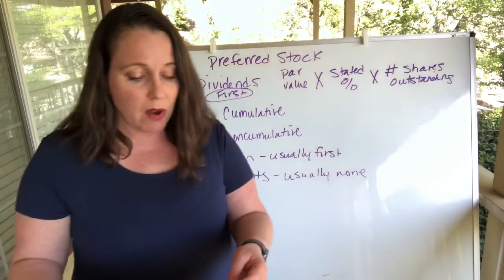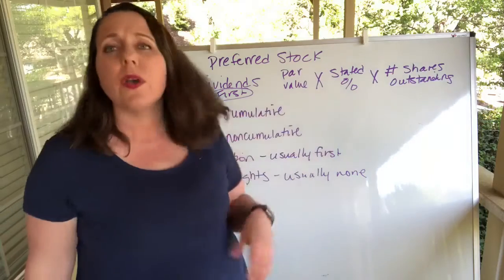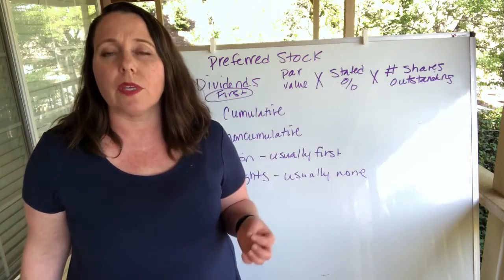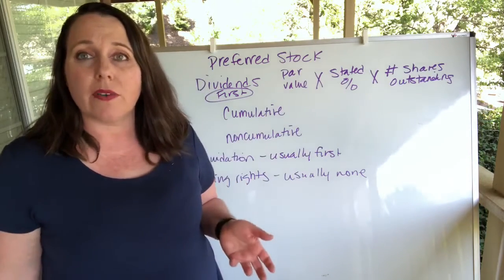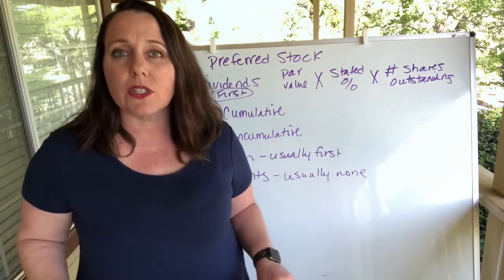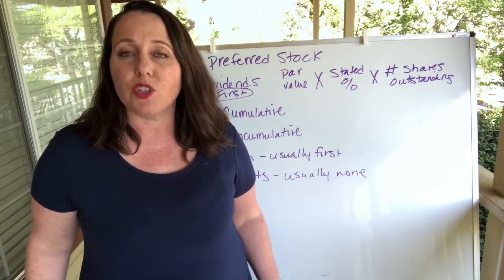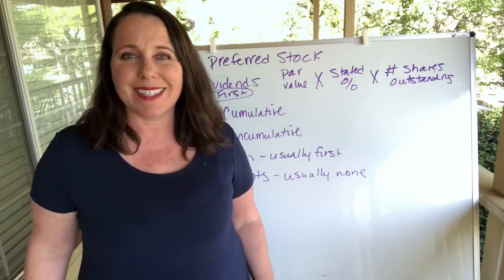And then finally, par value. The preferred stock will have a par value, which is what we use to calculate the amount of dividend they are eligible for. All right, so next we're going to do some examples, or an example of the journal entry when we issue preferred stock. So I'll see you then.